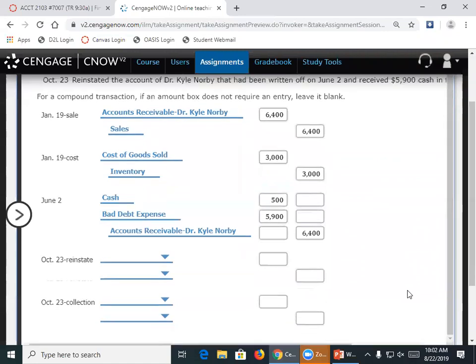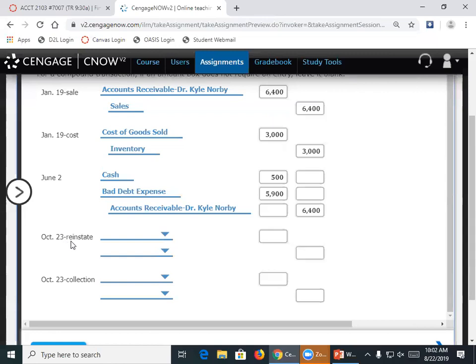Okay. Well, the first journal entry says reinstate. So what would I do to reinstate what he owes us? Accounts receivable, very good. I debit accounts receivable. So why are we debiting accounts receivable? We're saying, now that he's paying, we're going to reinstate his account. So we're going to put that money back in his account, so then we can credit it, showing that it's been paid.